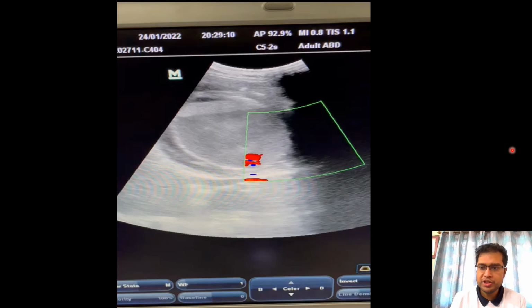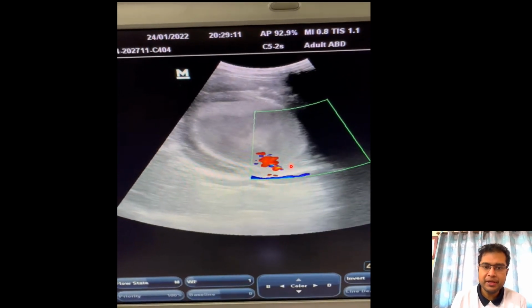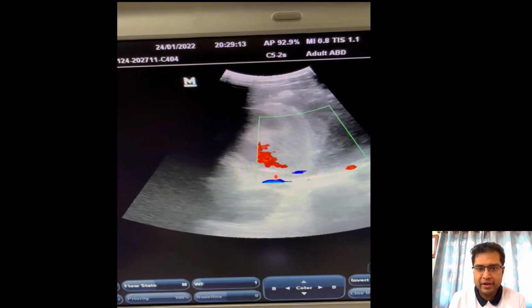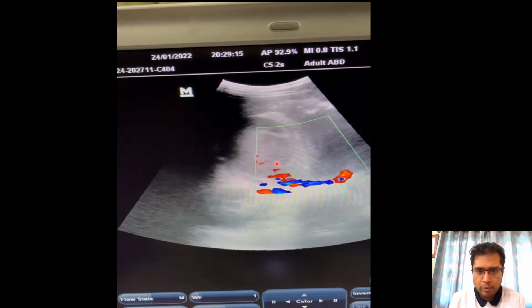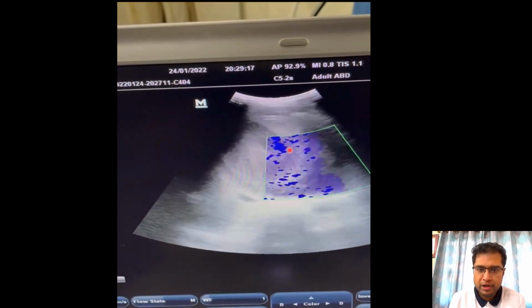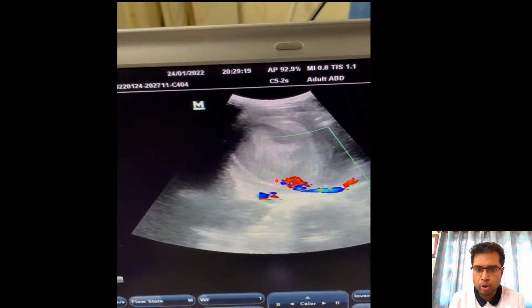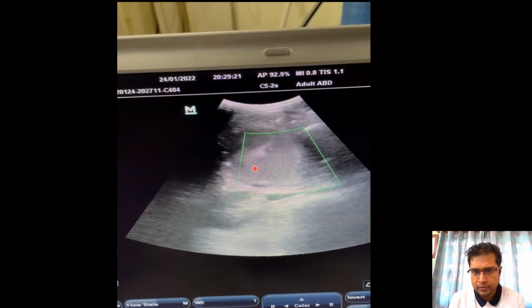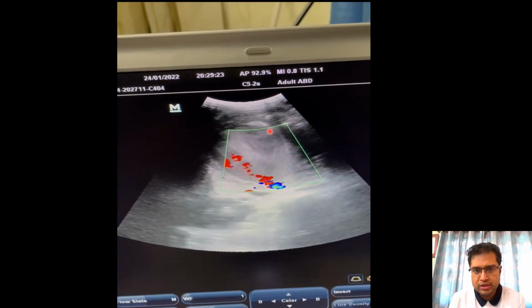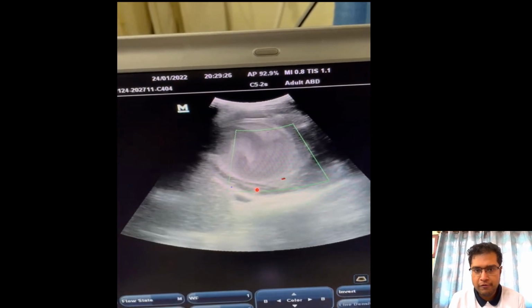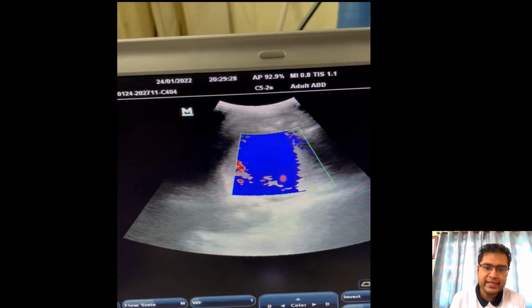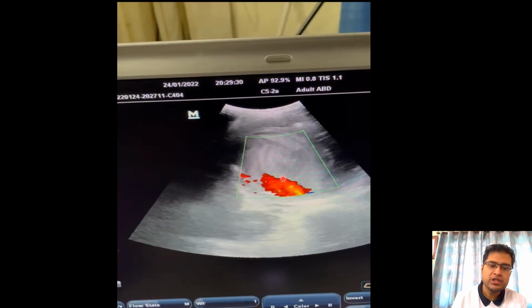So this is the ultrasound picture of this patient. The probe is kept in the epigastric region, and here we can see a large collection with a swirling motion, and on color Doppler we can see there is a bidirectional flow giving both red and blue colors. This swirling motion is very well seen along with bidirectional flow, giving a typical yin-yang sign, which is very typical of a pseudoaneurysm.